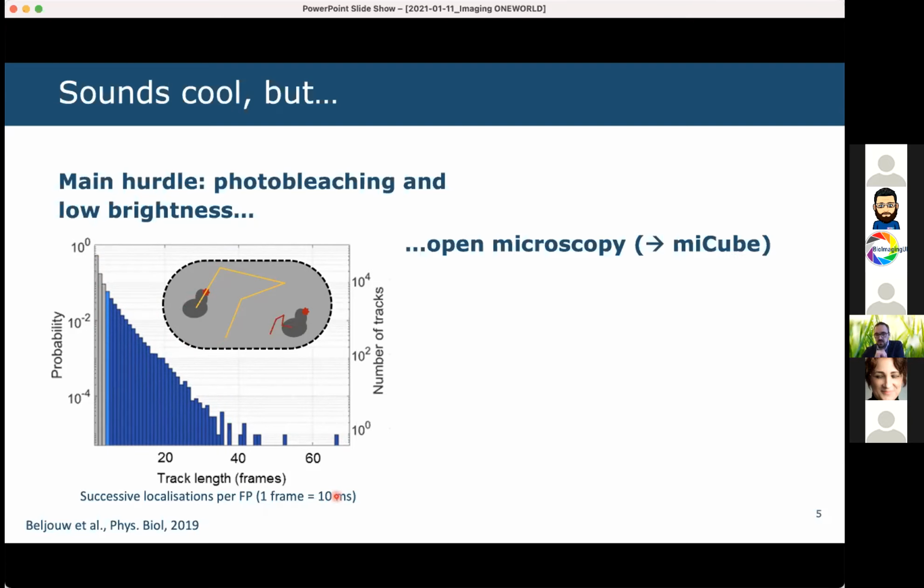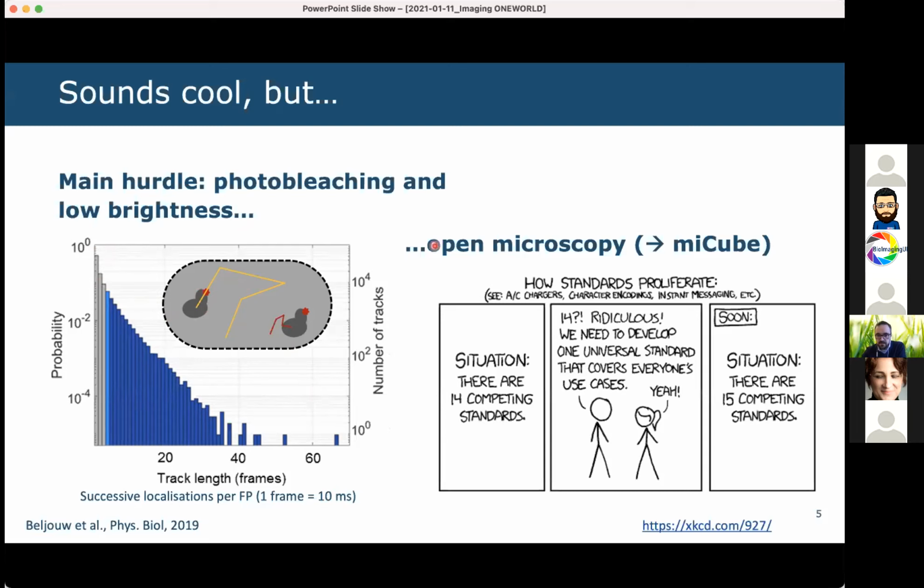And that puts a certain requirement onto open microscopy. Yeah, and what I will then talk about is our MyCube microscopy framework, because you have to have a setup that is efficient enough not to waste any of those precious photons, because you would like to detect all of them, yeah, or as many as possible.